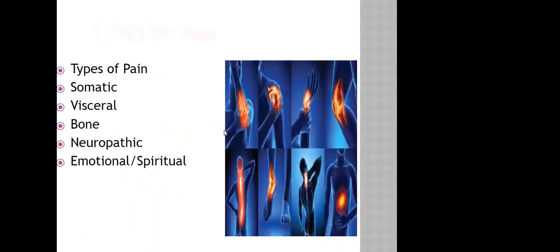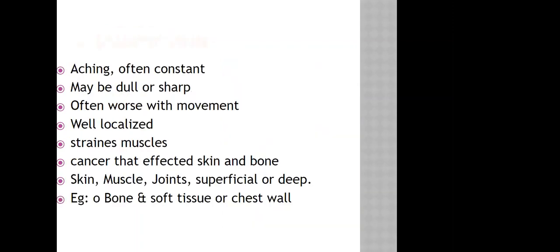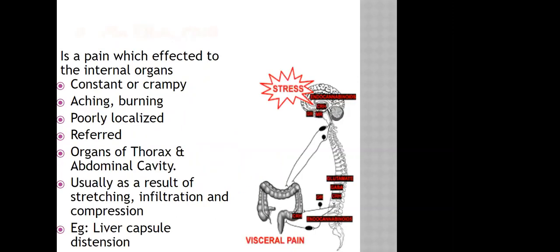So we'll see next the types of pain. For types of pain, we have somatic, visceral, bone, neuropathic, emotional, and spiritual. So first we'll see somatic pain. Somatic pain is caused by things like bone fracture, sharp muscle injury, connective tissue disease such as arthritis, and cancer that affects the skin and bone, and joint pain also.